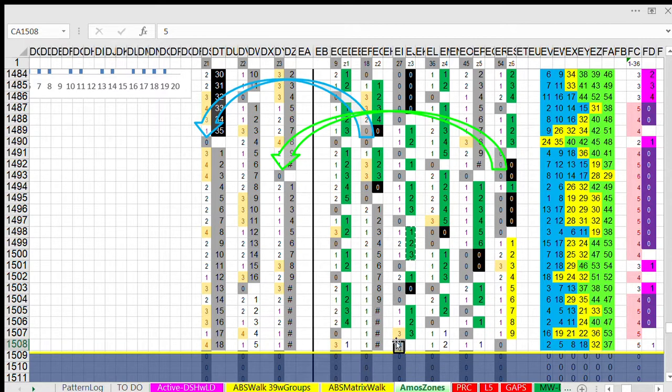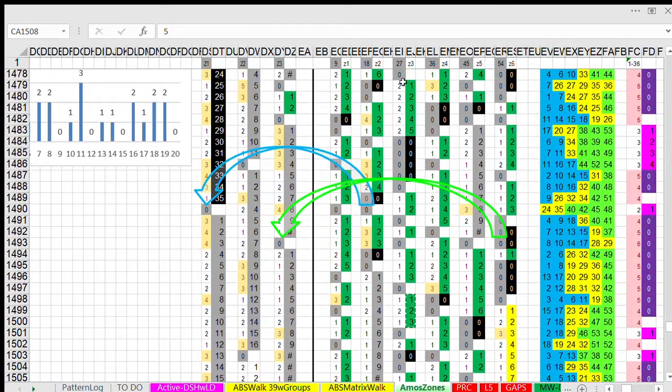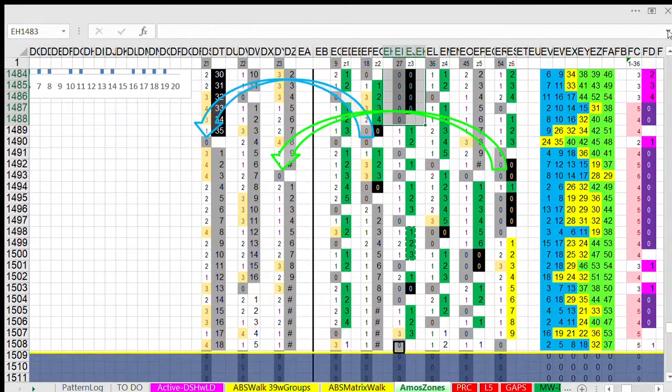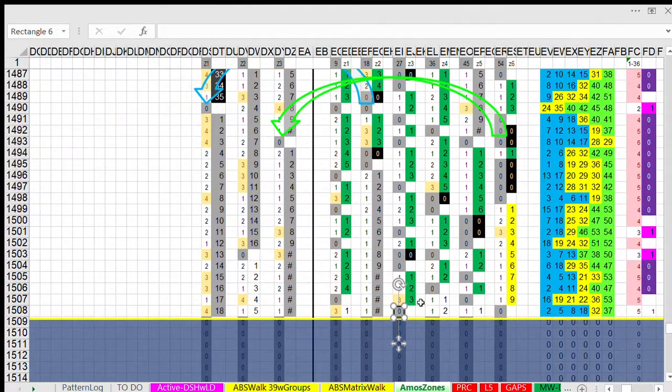And judging from when that same zone went missing here, 1, 2, 3, 4, 5 drawings in a row, I would endeavor to predict that you're going to have no numbers again in that particular zone. So I put the little black box there for my prediction.